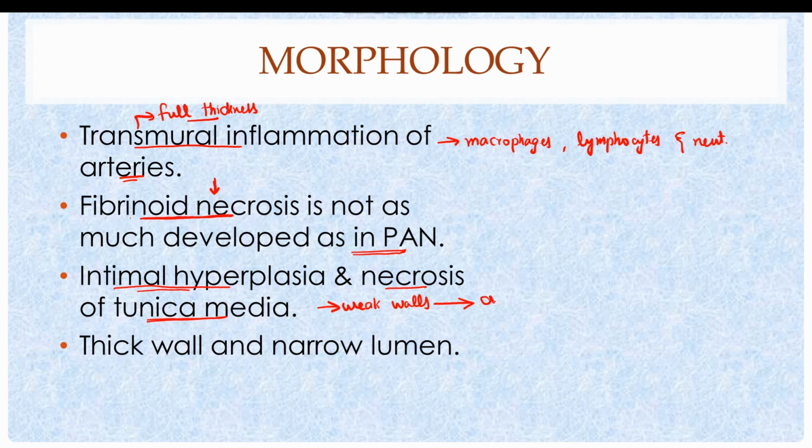arteries to develop aneurysms. This aneurysm can either rupture, causing hemorrhage, or it may cause thrombosis within the arterial wall. A fully healed lesion of Kawasaki disease is characterized by a thick wall of the blood vessel and a narrow lumen. The wall thickening is due to fibrosis of the inflamed area.